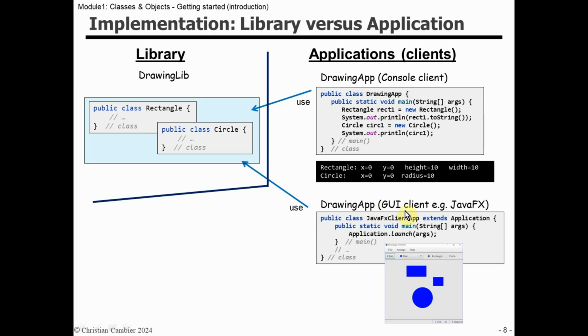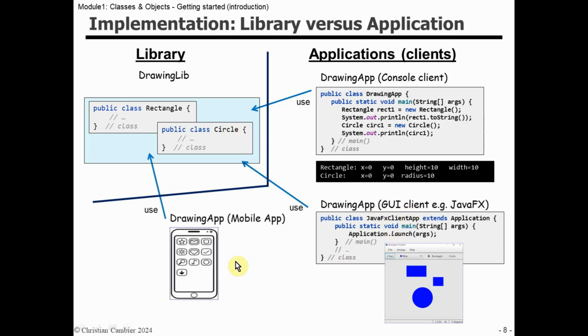So here the GUI client uses the same library. Suppose you want to implement a mobile app, you can use the same library. No need to make copies of rectangle and circle.